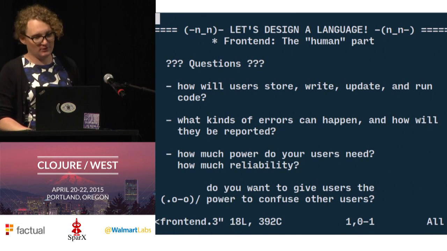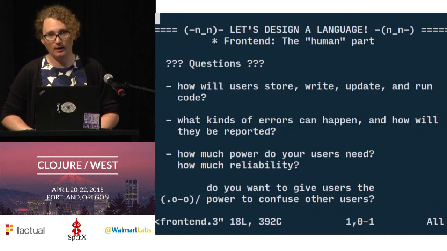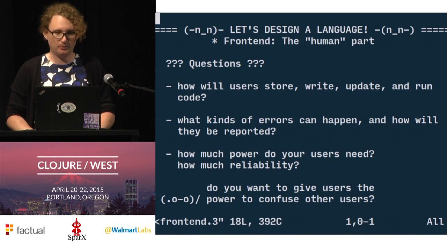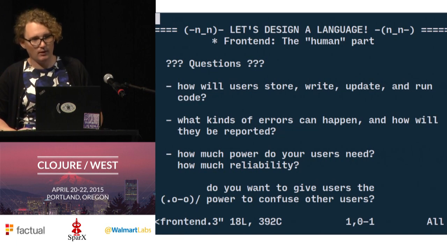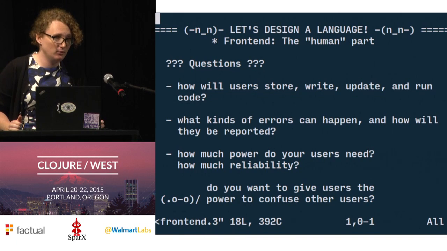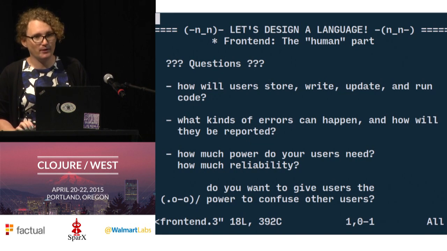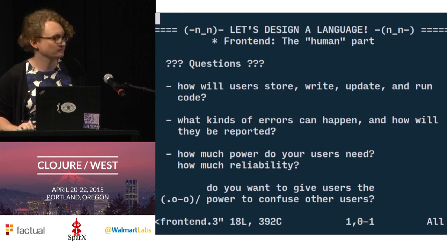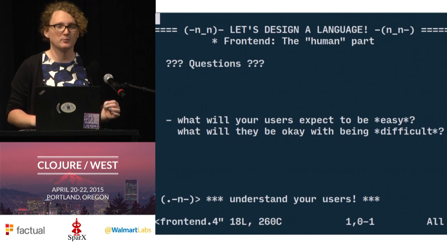How much power do your users need, and how much reliability do they need? This is a trade-off that you may find yourself having to make a lot. Do you want to give users the power to confuse other users? This is a hard question, because sometimes the users need that power. Sometimes for your system, like C as a language, for example, people need the power to do pointer arithmetic, right, in that domain. It results in a lack of reliability, because I, as a user of a C library, don't know what that library is going to do at all. I have no guarantees about it other than what's in their documentation.